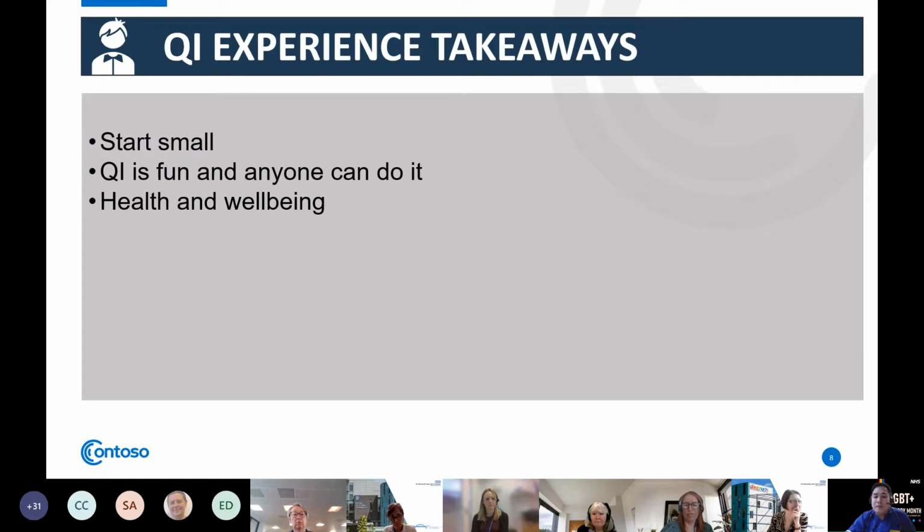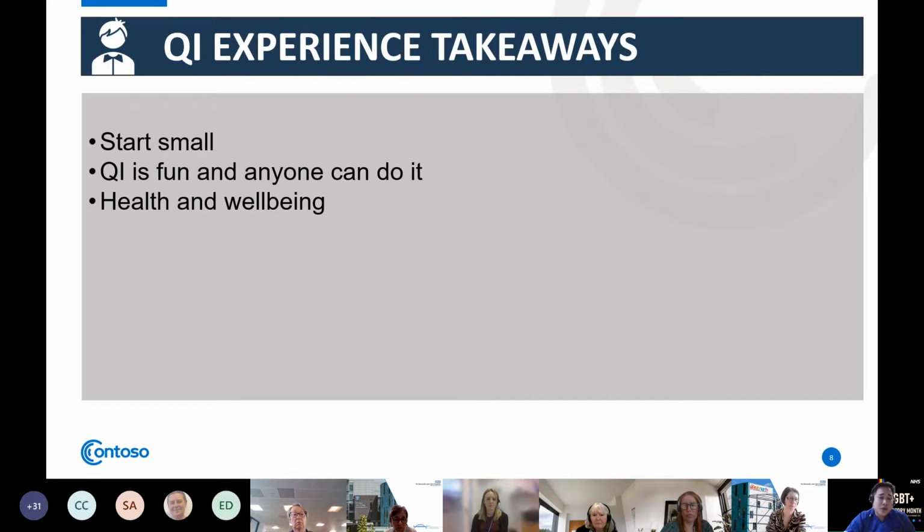So what would be my takeaways from this QI experience? One would be start small. Quality improvement doesn't have to be large scale. You can start in your own departments, and you will be surprised at the ripple effect that it can cause from just doing small things.